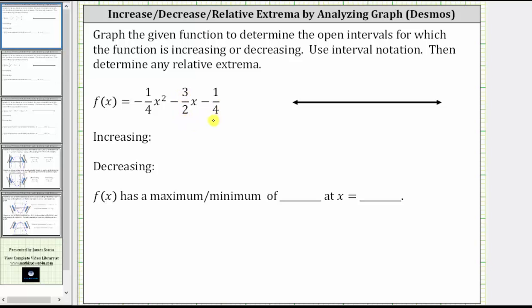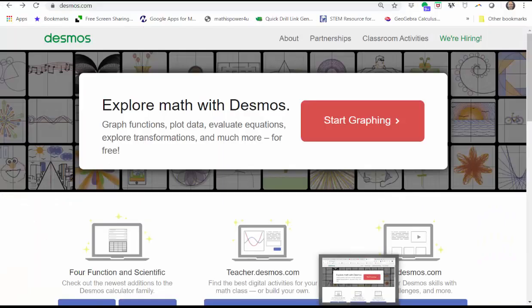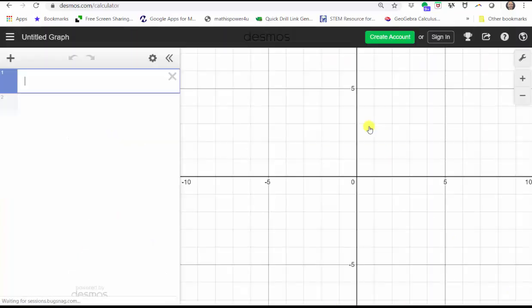Let's go ahead and graph the function using Desmos. To do this, we open a browser and go to Desmos.com. Then click Start Graphing. We will enter the function in number 1. We will use y instead of f of x.